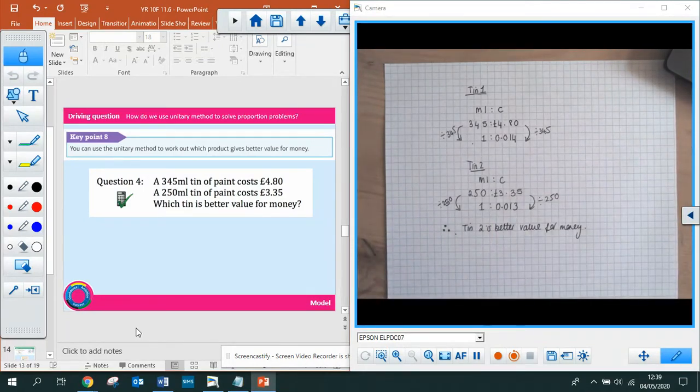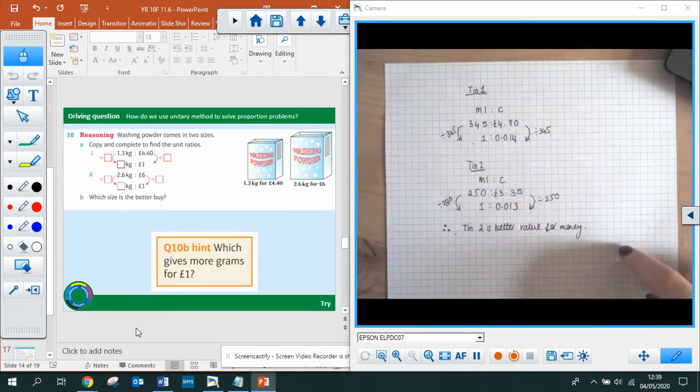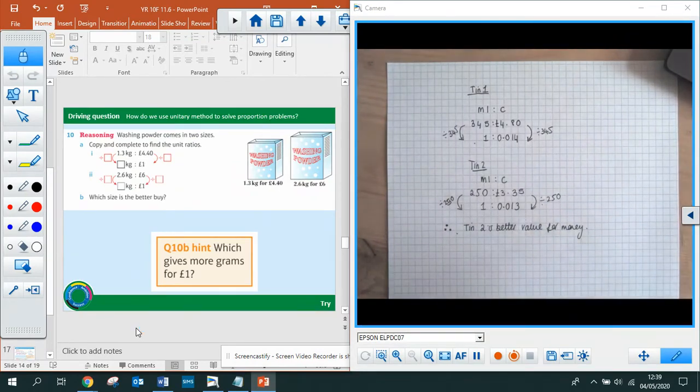Okay, well done. Have a go now, please. I'll leave this on the board. There are hints with this question, so please be careful when you're doing it. They've given you the blanks, so that should make it easier for you to compare. So pause and then play when you're ready to go through the solution.